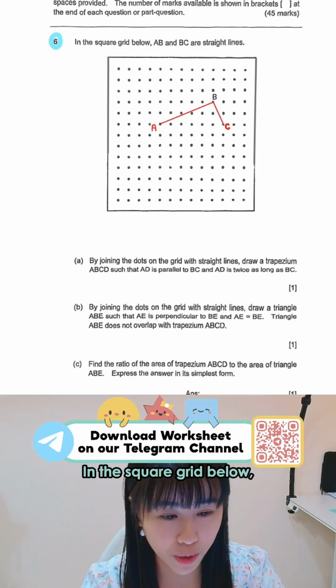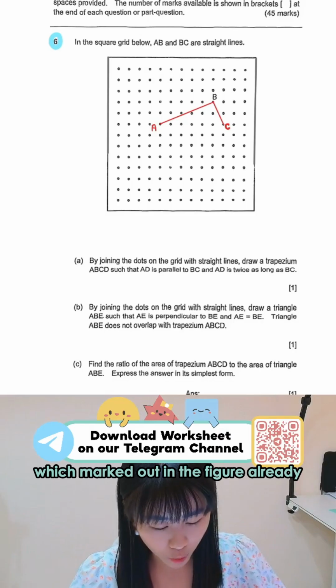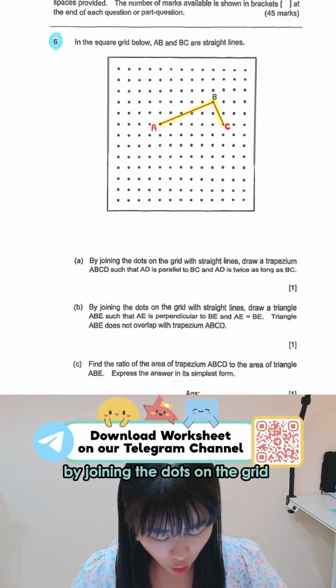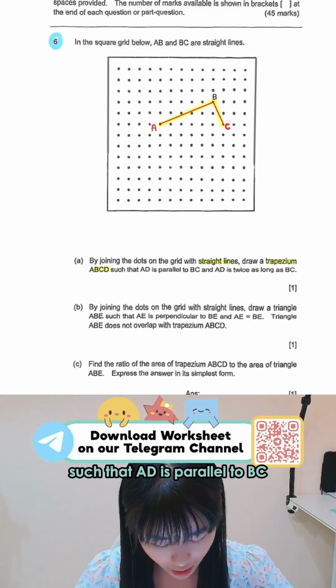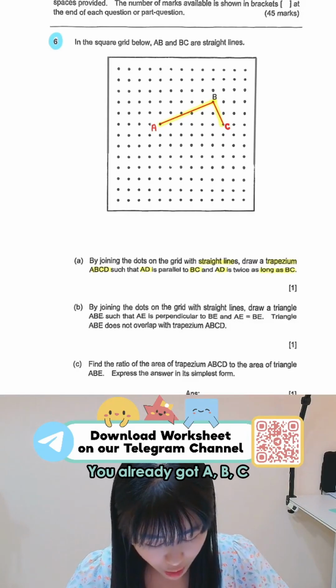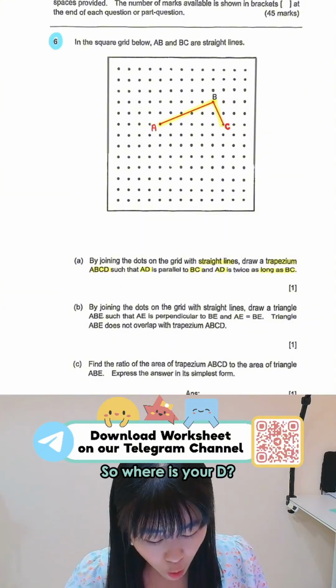In the square grid below, A, B, and C are straight lines, which are marked out in the figure already. By joining the dots on the grid with straight lines, draw trapezium ABCD such that AD is parallel to BC and AD is twice as long as BC. You already have ABC, so the last point is your D. So where is your D?